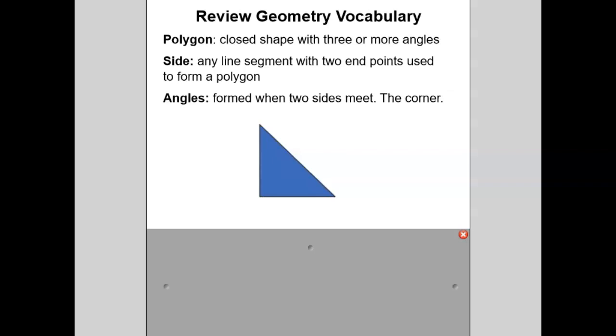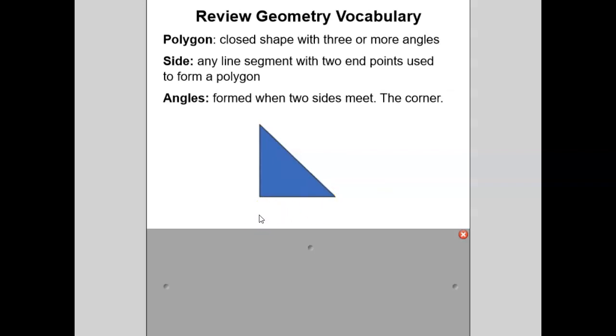Let's begin by reviewing the wonderful geometry vocabulary you learned during our 4 previous lessons. You know a lot of wonderful things, and these things are going to help you be very successful with our new learning today. First, you know that a polygon is just any closed shape with 3 or more angles. You know a side is any line segment with 2 endpoints used to form a polygon. And angles are formed when 2 sides meet or come together, like the corners of a shape.